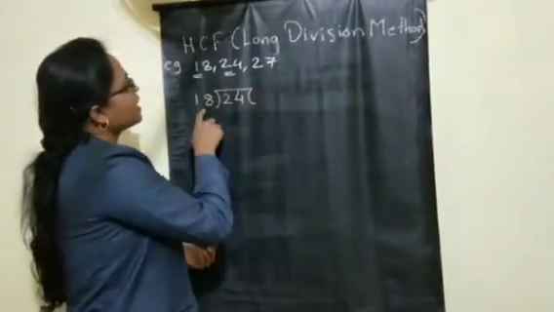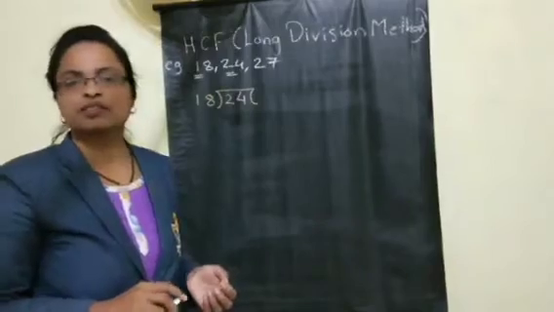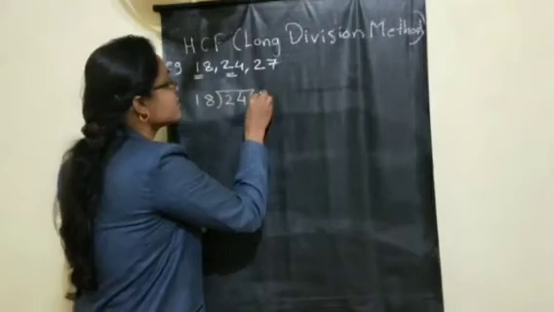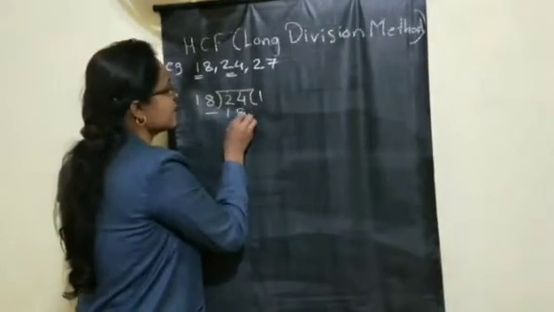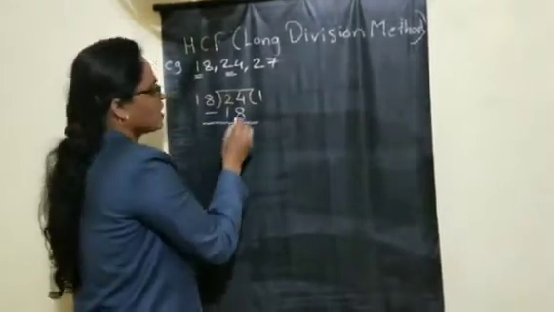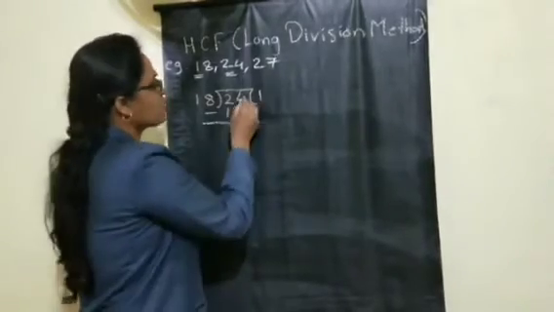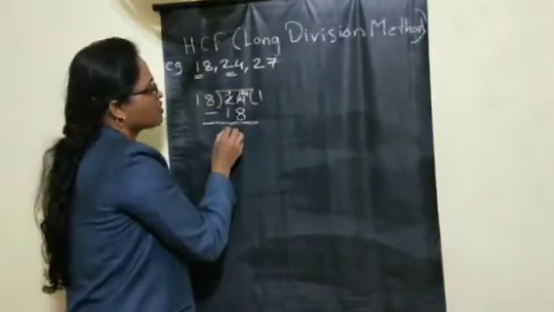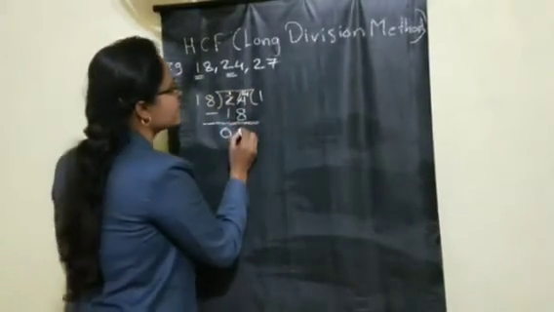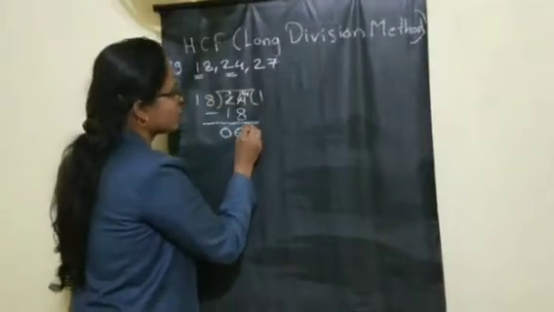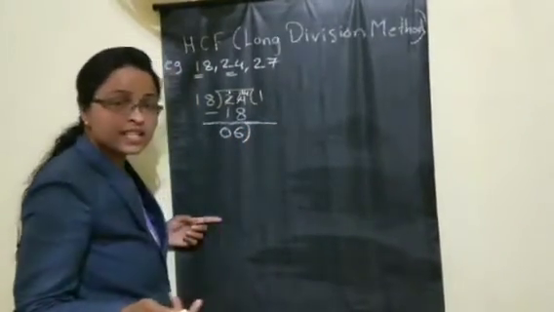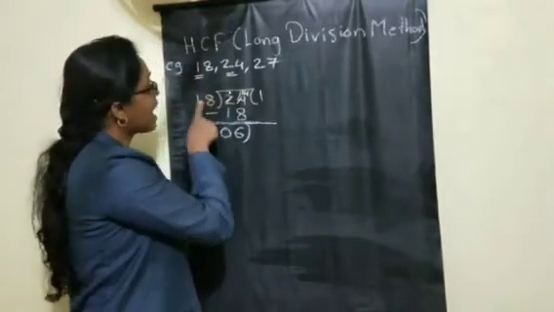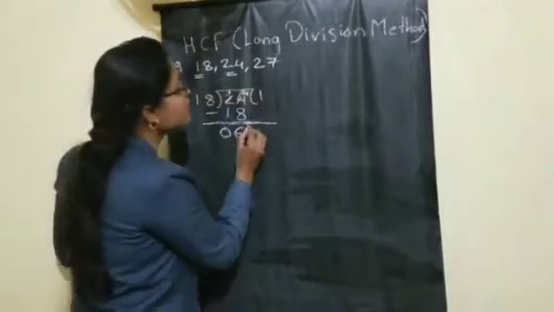Now, in the 18 table, is 24 there? No. The smallest and nearest number is 18 itself. So 18 ones are 18. Now let us do the subtraction. 4 minus 8, can you do? No, it's not possible. Then borrow here, 14, and this will become 1. So 1 minus 1 is 0. And 14 minus 8, children? 6. Correct? Okay. Now what is our next step? This answer is our new divisor and the old divisor is our new dividend.